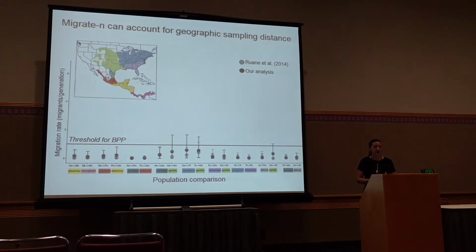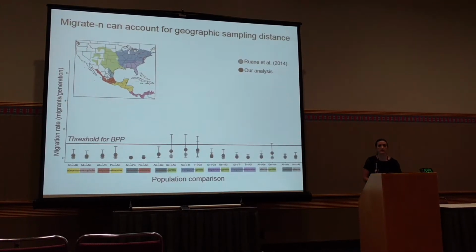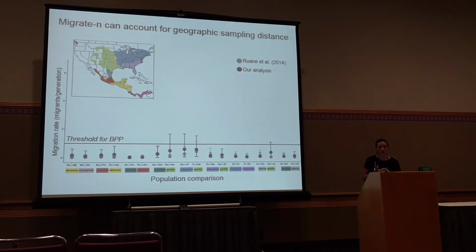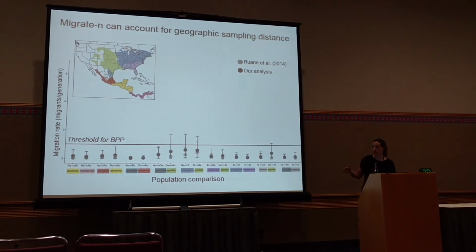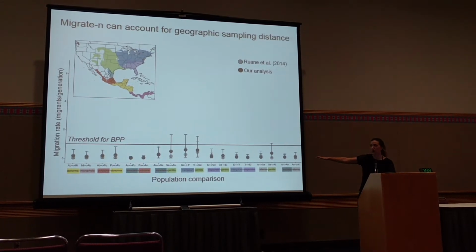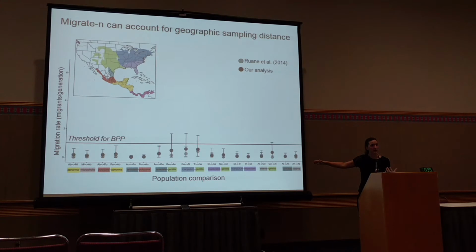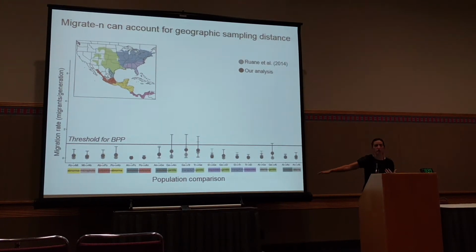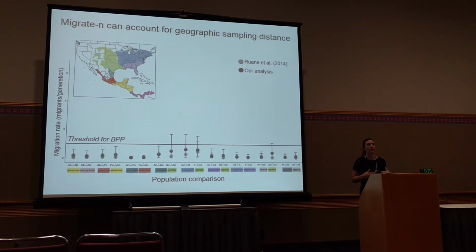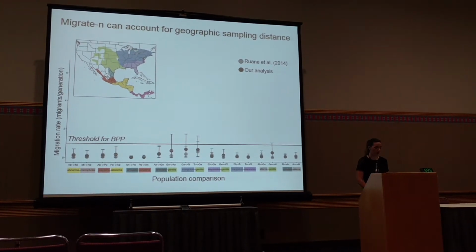Luckily, Migrate-N can account for geographic sampling distance now. It has the functionality. And so we again reran all the analyses, with the same parameters, first without correction for geographic distance. We see our results echo pretty similarly Rowan et al.'s. Ours are shown here in darker gray. And I put a line across for that threshold, that rule of thumb for BPP's assumptions, at 1.